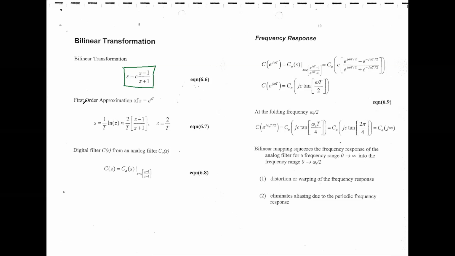If you look at the first order approximation, Z is equal to e to the power S times T, where T is the sampling time. To get S, you have to apply natural log on both sides. So S times T would be ln Z, and S would be 1 over T times ln Z. And this is equivalent to 2 over T times Z minus 1 over Z plus 1, which implies that C is 2 over T.